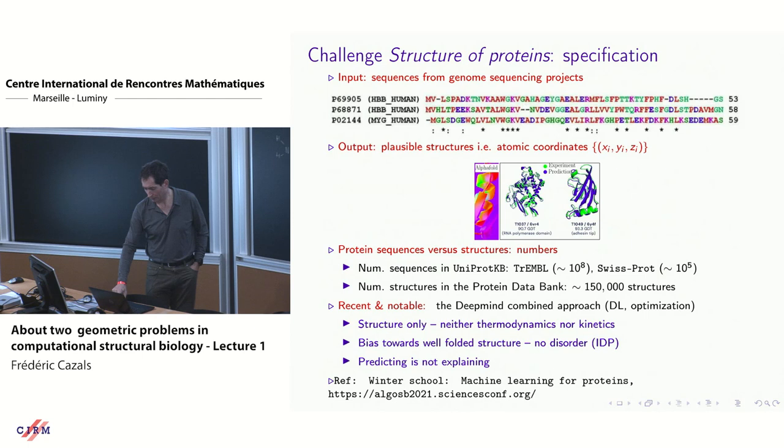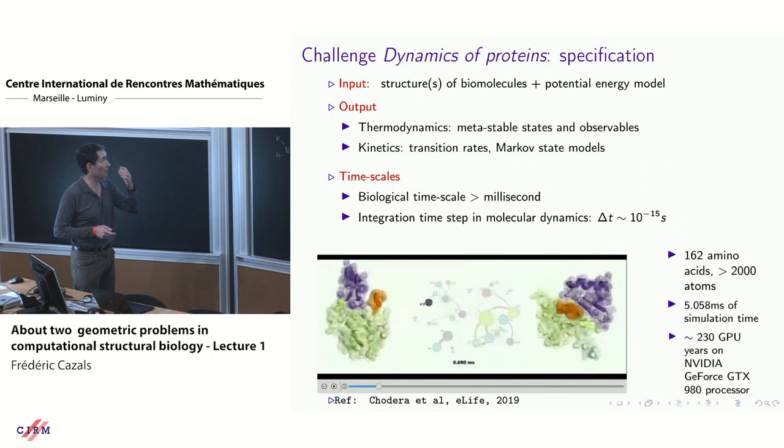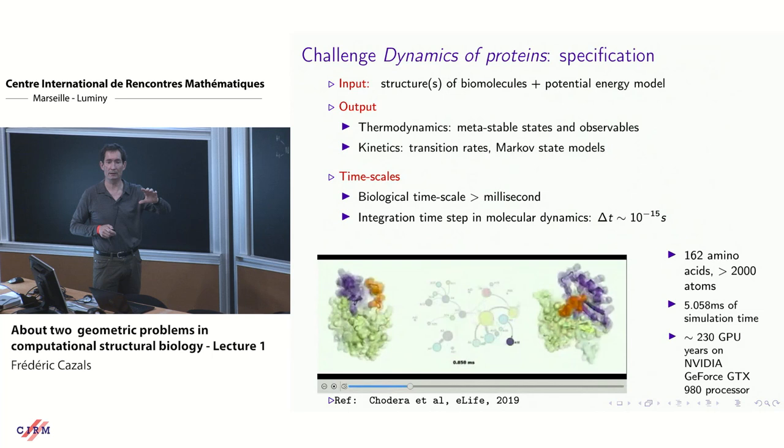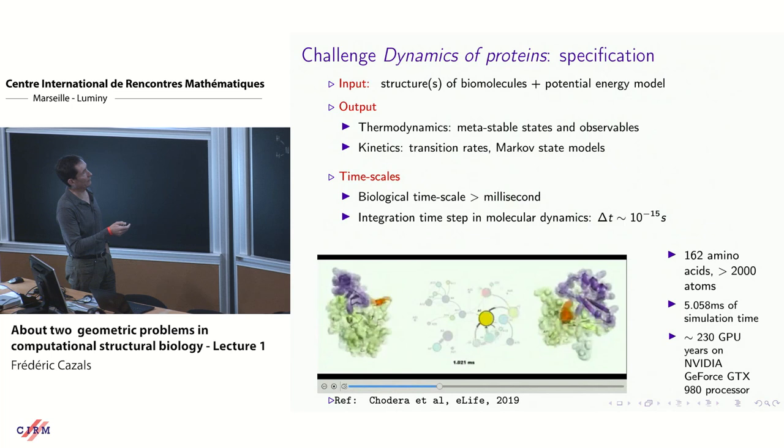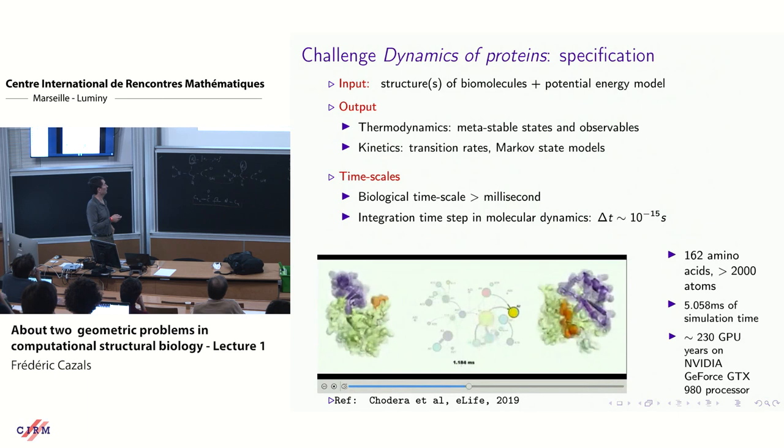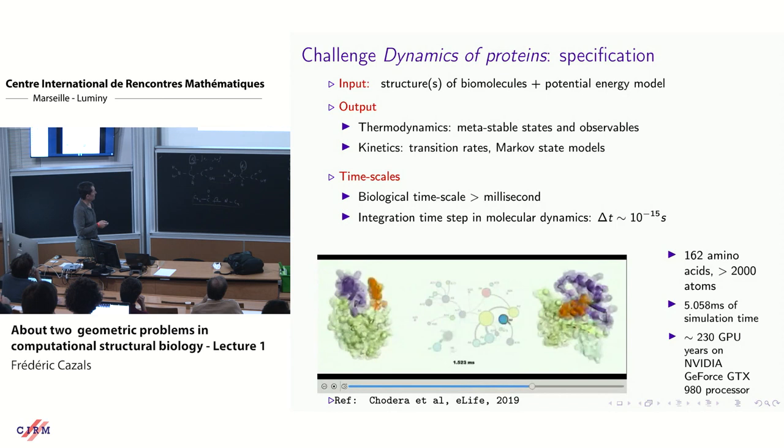The second domain, which is the one I'll be talking about in my lectures, is related to dynamics. So now I give you an initial conformation for a molecule, and the question is to delineate the movie, right? Here you have a molecule which is a small one, 162 amino acids. I told you the median size for a protein is 400 amino acids. Here, a long simulation of the order of more than 200 years of GPU time on this NVIDIA card. And the outcome is this Markov state model, right?